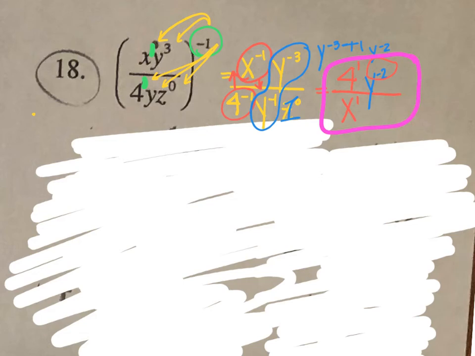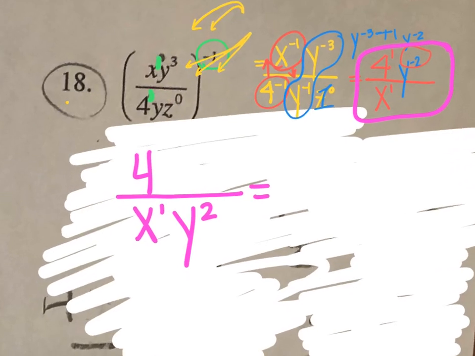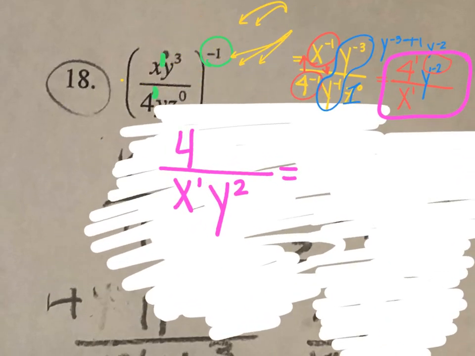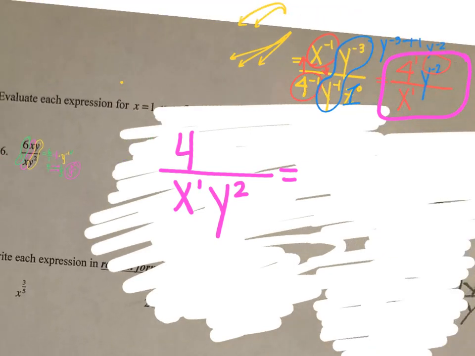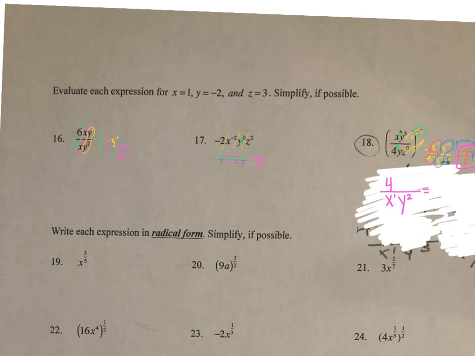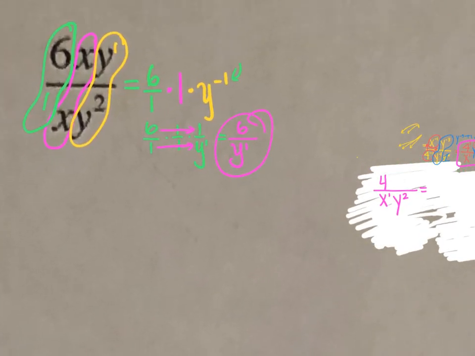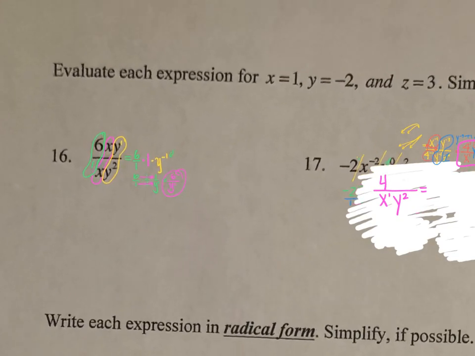So from here, you get 4 over x to the first, y to the second. Okay, now I'm going to go back. I'm going to leave this and try and do the whole thing. All right. Now, let's go back and do some of this a little bit because you're supposed to stick stuff in.